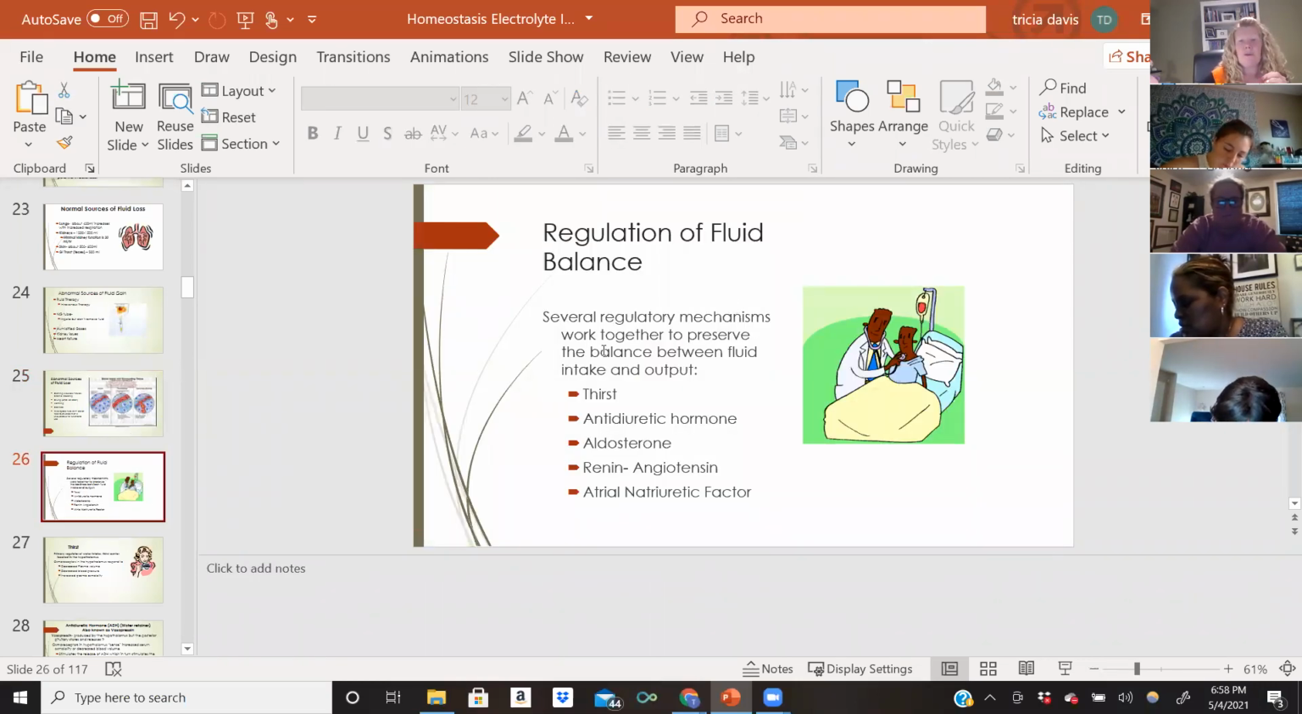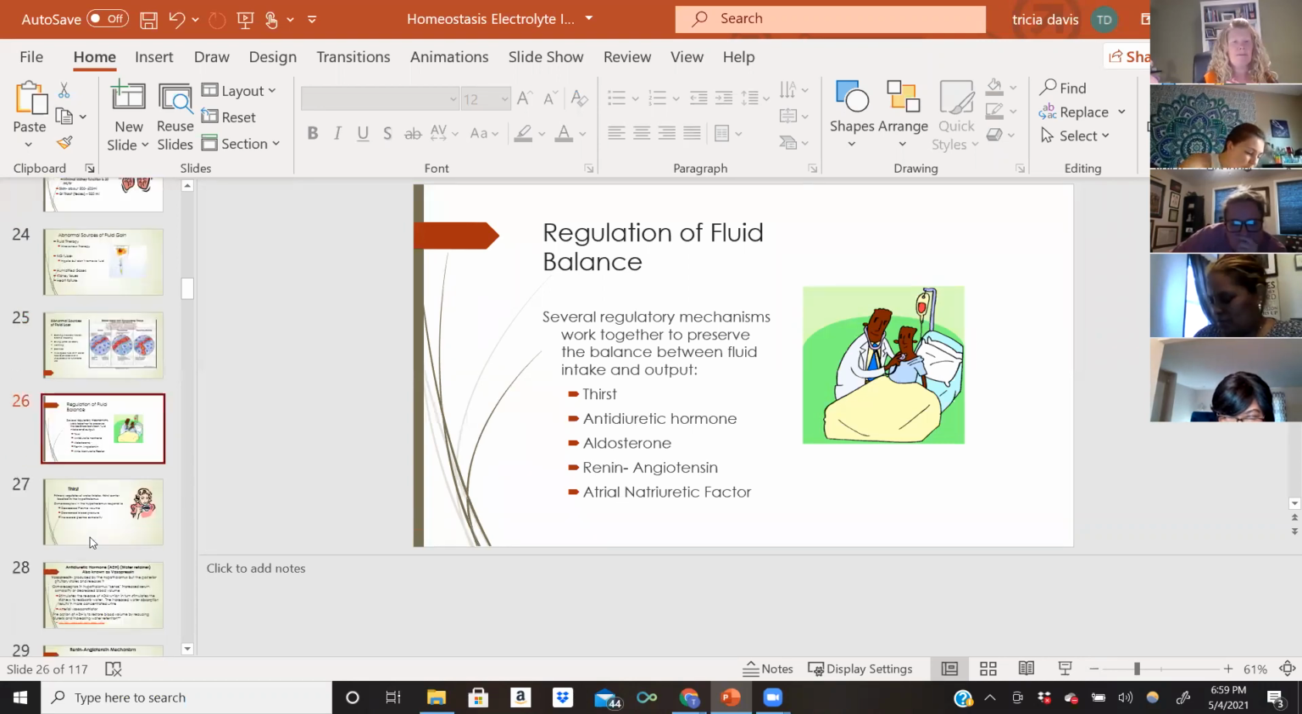So regulation of fluid balance. We have several regulatory mechanisms that work together to preserve the fluid balance between our fluid intake and output. These are things that automatically work in our body to help keep that harmonious state that we call homeostasis. So first, we talked about the thirst mechanism. We're going to talk about antidiuretic hormone, aldosterone, renin, angiotensin, and atrial natriuretic factors or peptide.